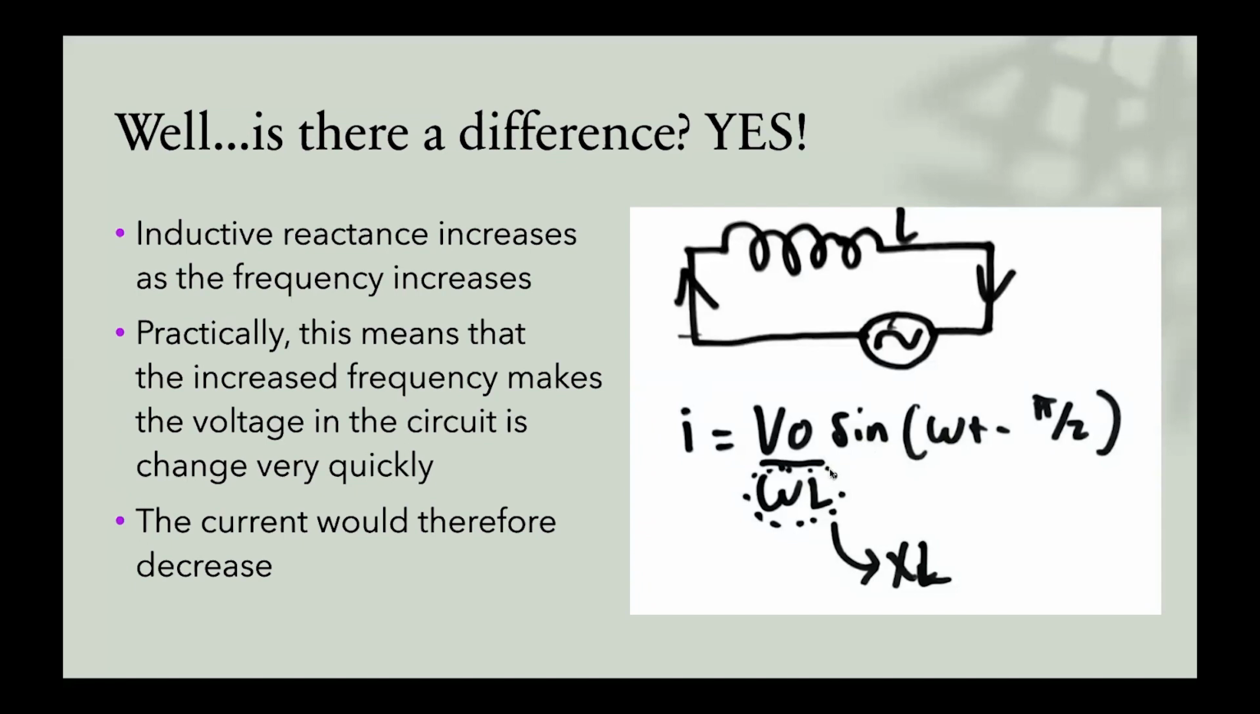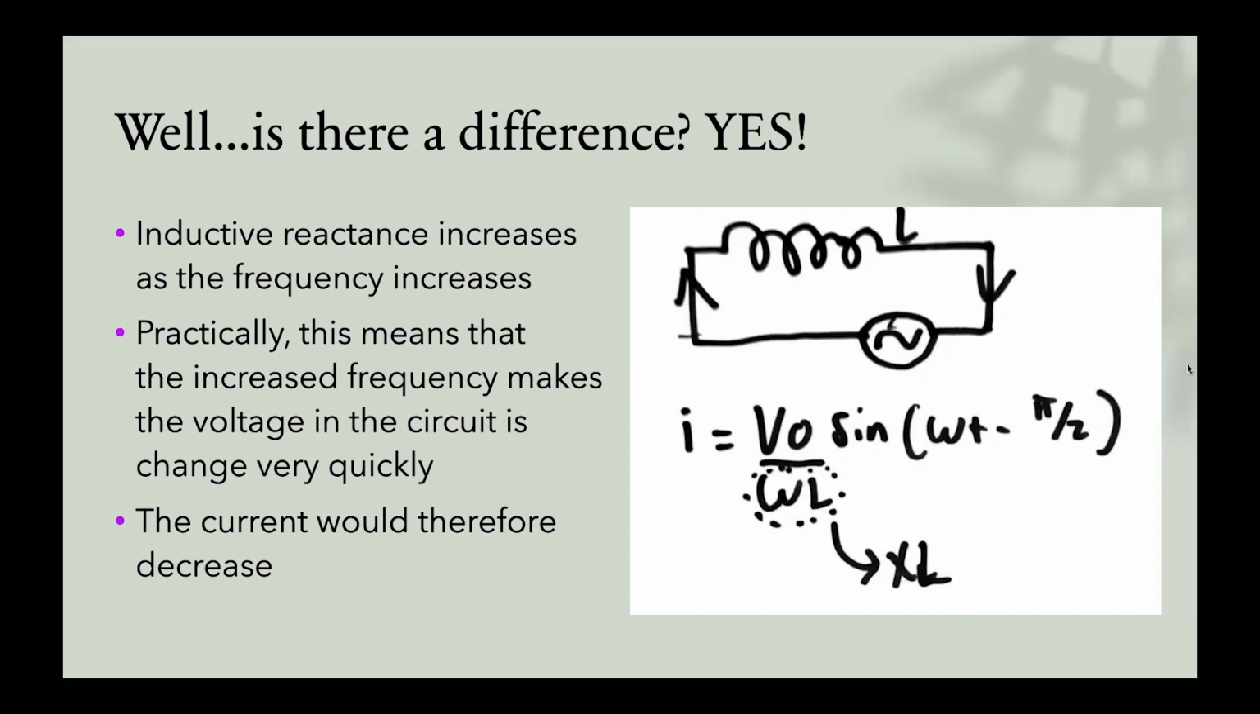Well, yes, there is. If we look at this equation here, we can see that this is the equation for current in a capacitor with an inductor. So we can see that the omega represents our frequency. And if we know that, we can see that as the frequency increases, our inductor reactance value will also increase.